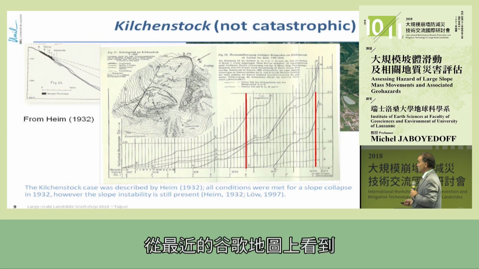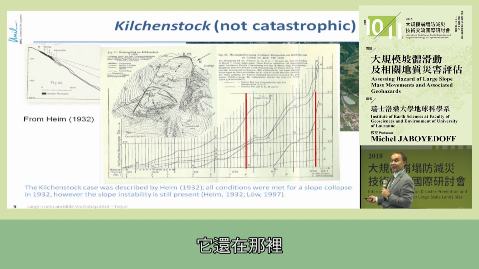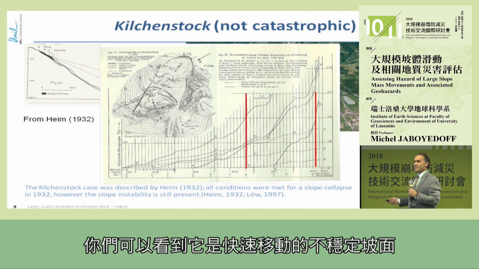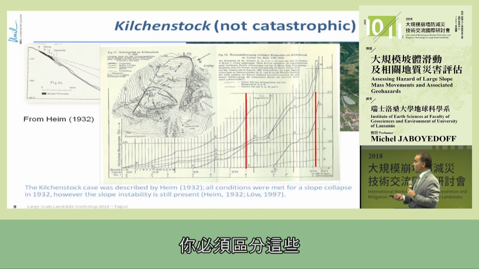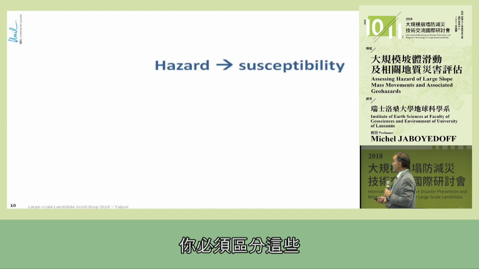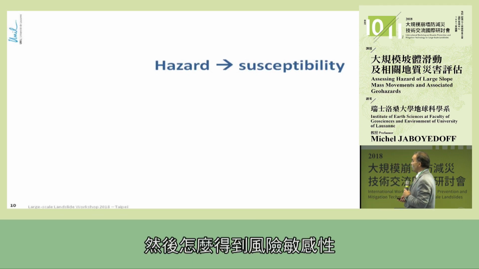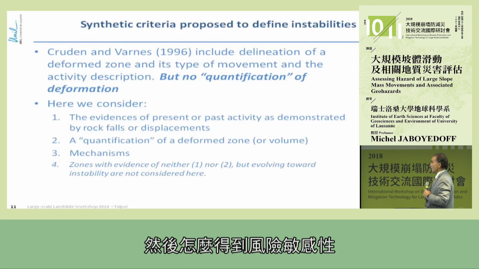But in the end, as you can see, in this recent Google image, it's still there. Then you see that this is a very fast moving instability, but in the end it's still there. Then you have to differentiate between all of these. Then how to go to hazard susceptibility?